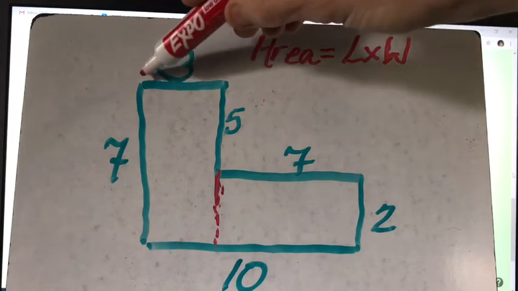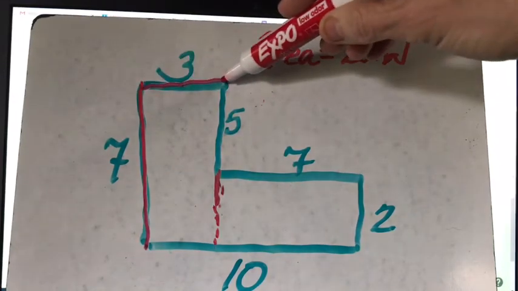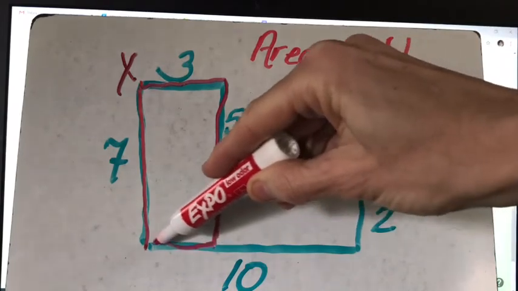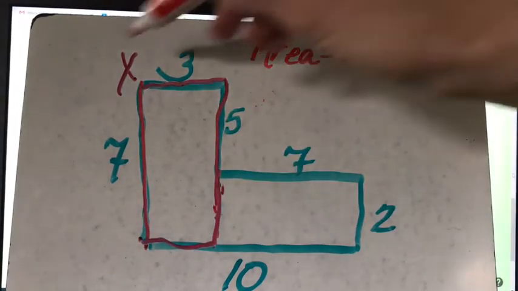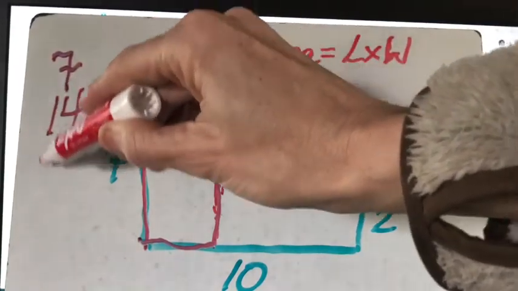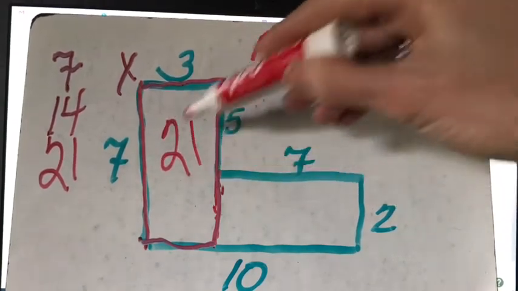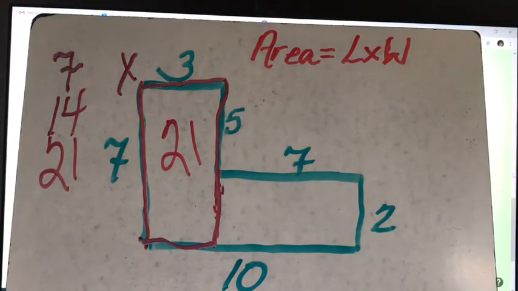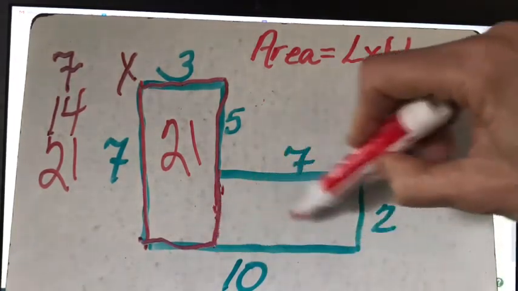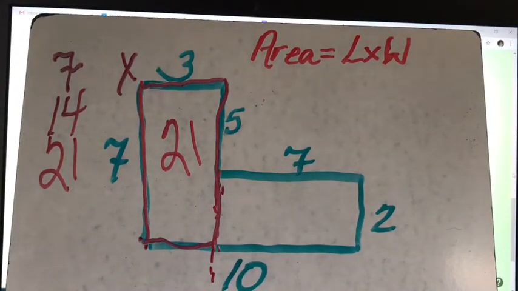If I look, my length here is 7 and my width is 3. So if I do 7 times 3, I'll get the area here. And I know when I count by sevens, it goes 7, 14, 21. So 3 sevens is 21. That's the area for my first rectangle. Now it's a little tricky. This next rectangle, I have to find the area here. Remember, I have a dotted line going down right there.